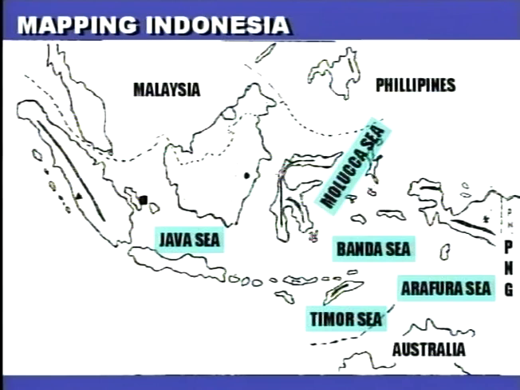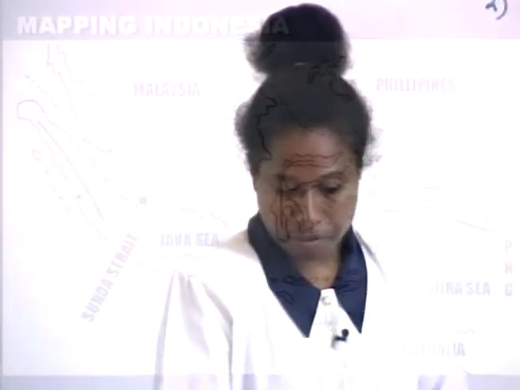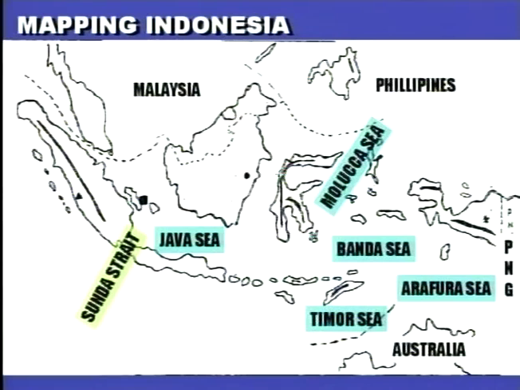And finally, the three straits that we are supposed to also identify. Marian, the Sunda Strait. It's located between the island of Sumatra and Java. We check. She's definitely correct. The Sunda Strait is found between the island of Java and the island of Sumatra.